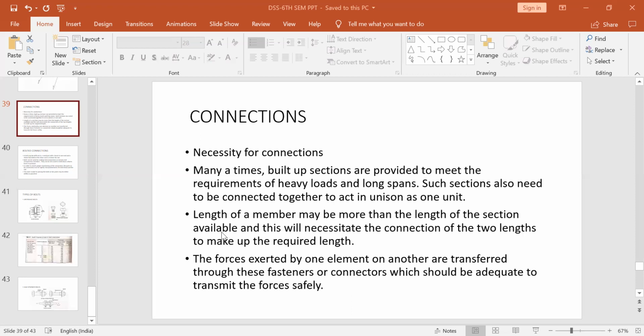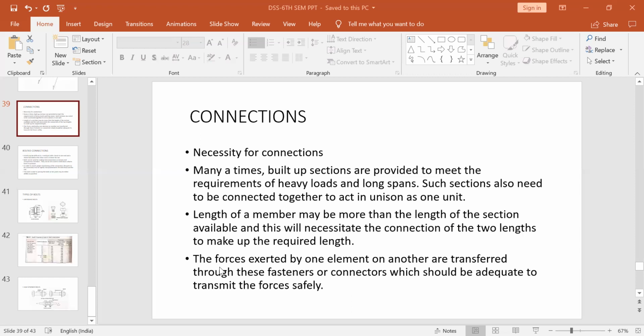Now the second reason: the length of the member that you have designed may be more than the length of the section available, and this will necessitate the connection of two lengths to make up the required length. Sometimes your design length for a beam comes to be, say, 12 meter, but you have the section length available at 8 meter. So what do you do? You take the same section and add another 4 meter. Now this 8 meter and 4 meter need to be connected. So when the length is inadequate, this is where another need arises for providing the connectors.